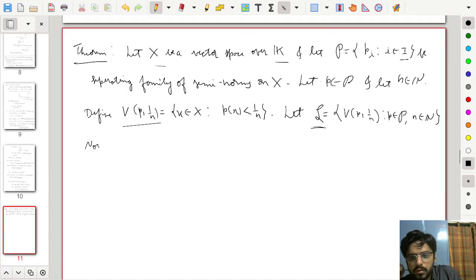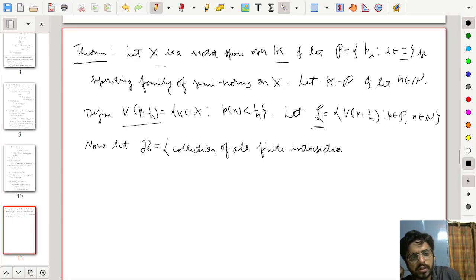Now let B be the collection of all finite intersections of elements of S. Let me write it in set notation. Let B be the collection of all finite intersections of members of S.